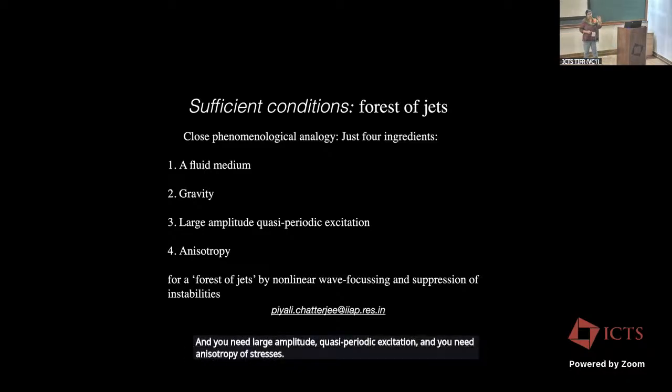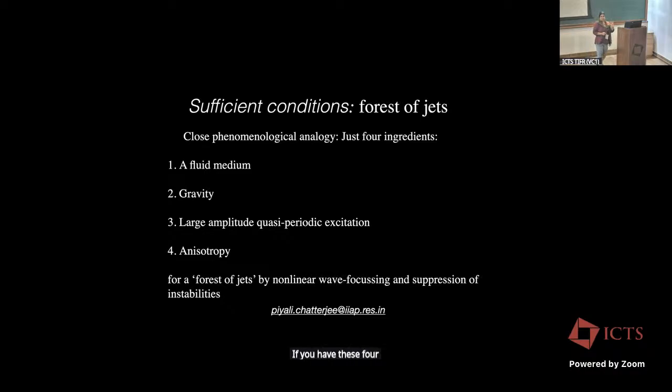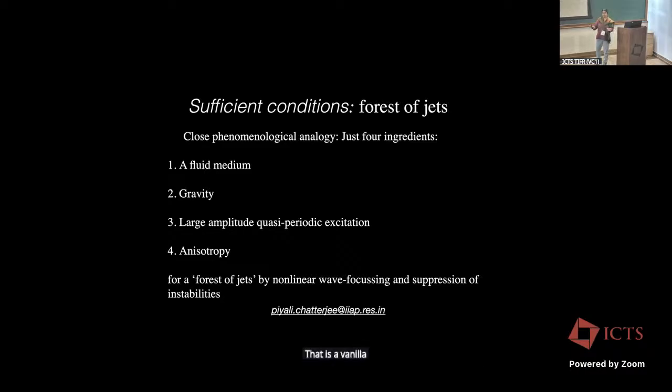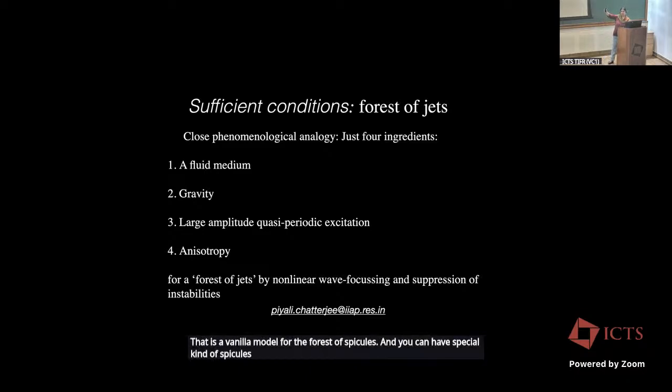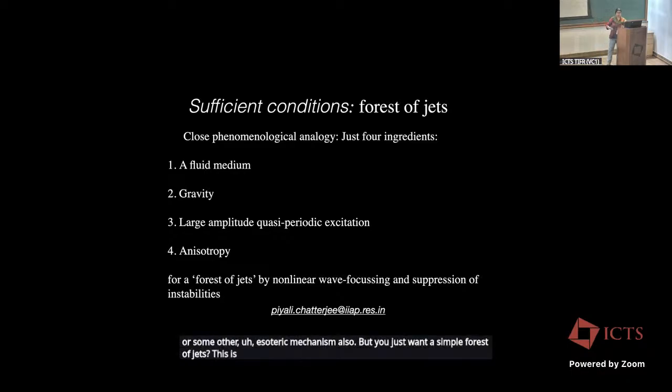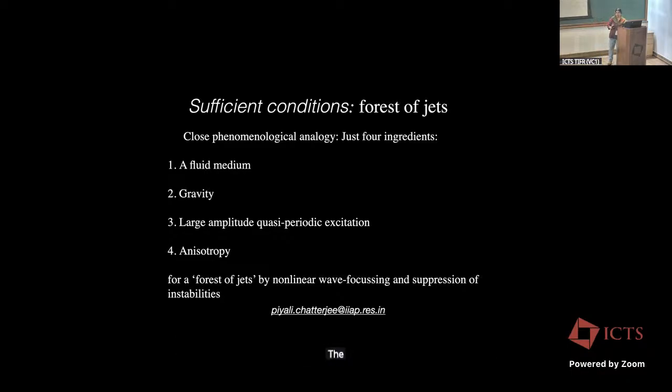If you have these 4 minimum ingredients, it is sufficient to produce a forest of jets. That is a vanilla model for the forest of spicules. And you can have special kinds of spicules. You can have some magnetic reconnection, you can have extra jets, or some other esoteric mechanism also. But if you just want a simple forest of jets, this is the recipe for producing it.